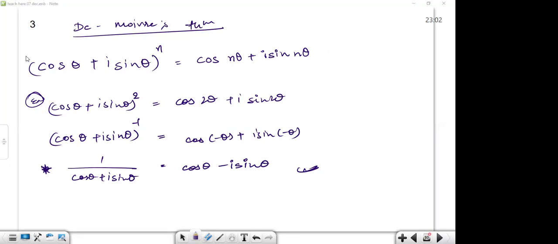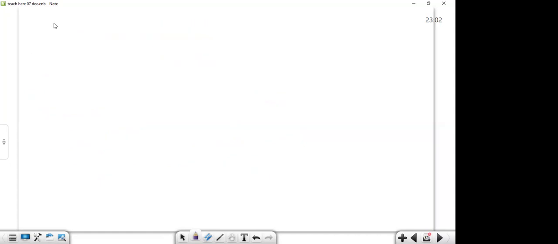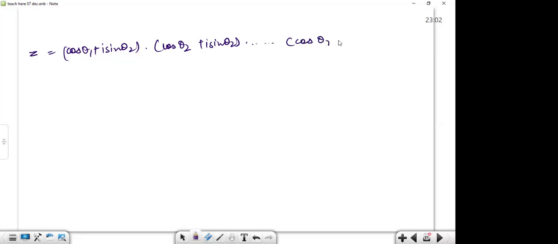Yes, sir, clear. So this is one property of De Moivre's theorem. There is another, whenever there is a complex number written in this format, cos theta 1 plus iota sine theta 1 into cos of theta 2 plus iota sine theta 2 into, and like this the product is going on and on till n terms, cos theta n plus iota sine theta n.